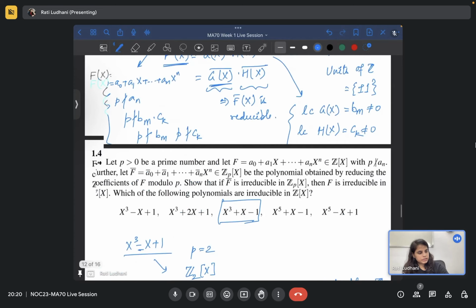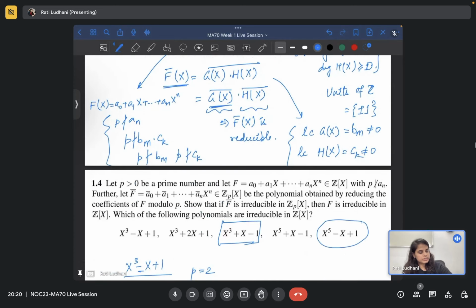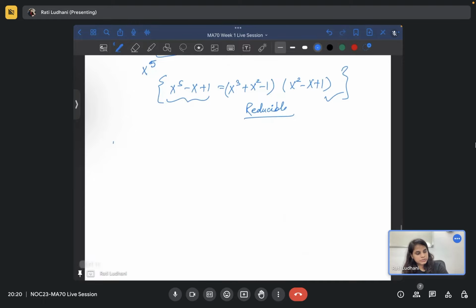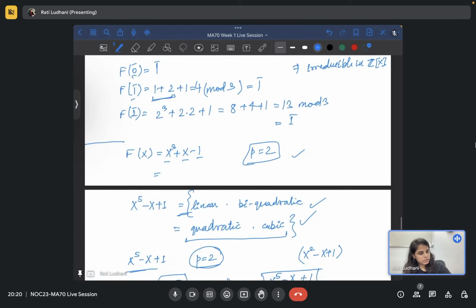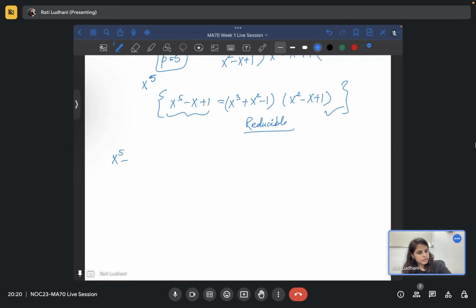So the fifth one is x raised to power 5 minus x plus 1. So this minus is flipped. Oh, wait. I think I wrote the wrong one. So this is minus 1 into plus 1. Yeah, this is plus and minus 1. So this is different. I'm claiming that this is reducible and this is reducible. These are just minus and plus flipped. So this is a different case.